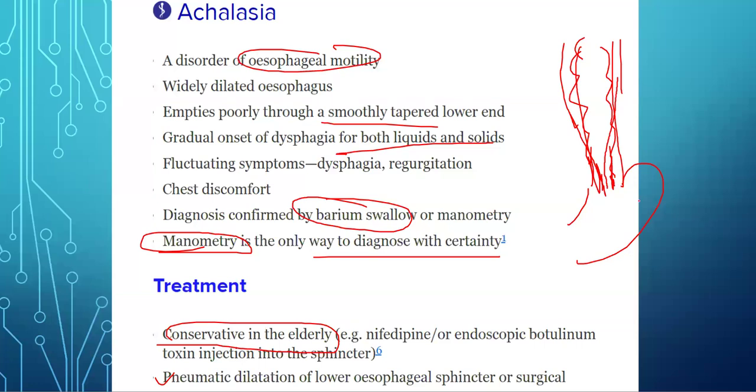So ideally we say that in case of an elderly patient, either nifedipine or sometimes even pneumatic dilation can be done. But surgery is not usually the first line option for an elderly patient. But if someone wants to totally cure it, then the only way to cure this is surgery. Okay. So conservative for elderly patients, which is nifedipine or pneumatic dilation, and then for the other group of patients, surgery is the main choice of treatment.